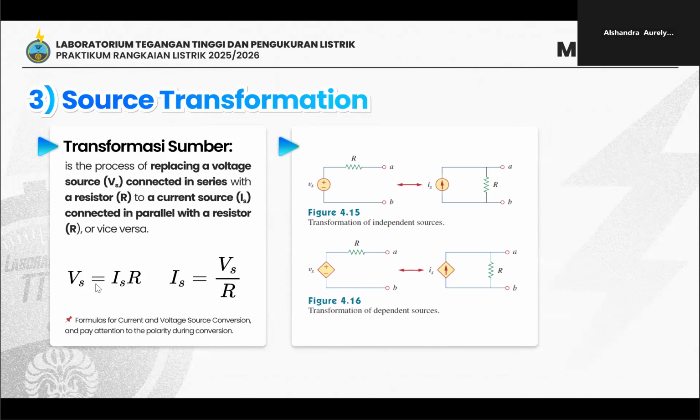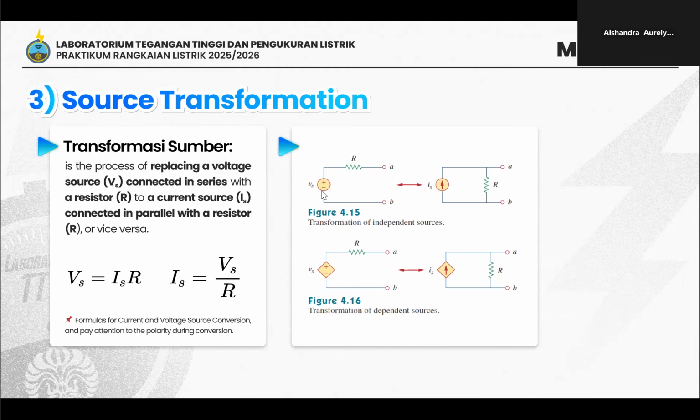For example, if we have the V value here and the R value here, but it's easier to calculate the circuit in parallel, then we can change it by calculating the I, which is V over R. Then we put this value here, and we change the configuration of the resistor from series to parallel, and this works vice versa. So you can change current to voltage or voltage to current. But you guys need to take note that if it's an independent source, then change it to an independent source.